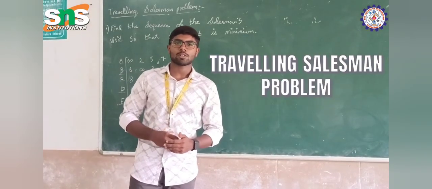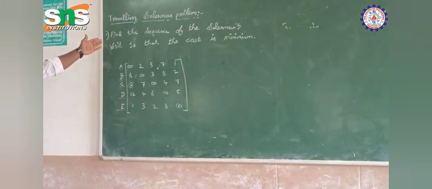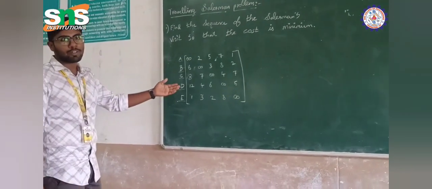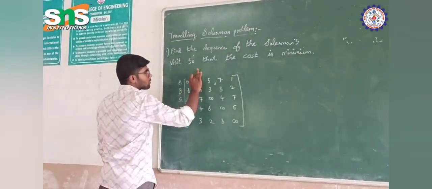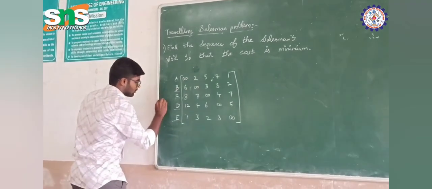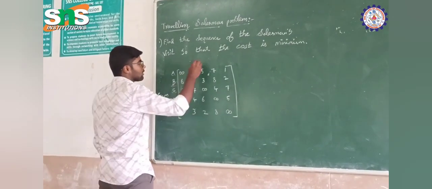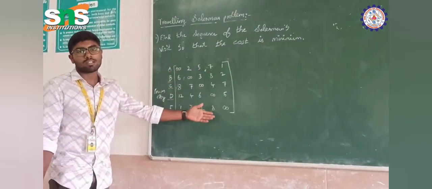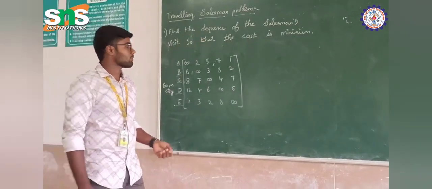Hello guys, today we are going to see the traveling salesman problem. Here is the question. Find the sequence of the salesman's visit so that the cost is minimum. We have to find the minimum cost from city to city. In this question, we have to find the shortest path which gives us the minimum cost.